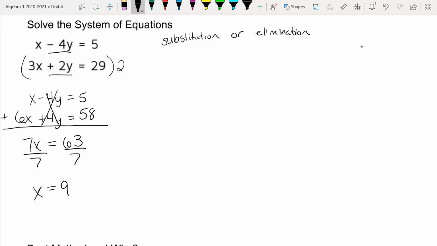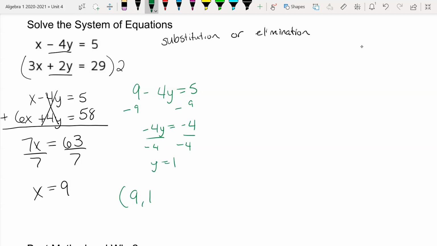So now I can plug that back into one of the equations. I'm going to plug it into the first one. I'm going to say 9 minus 4y equals 5. Subtract 9. Negative 4y equals negative 4. Divide by negative 4. y is 1. So the answer would be (9, 1).